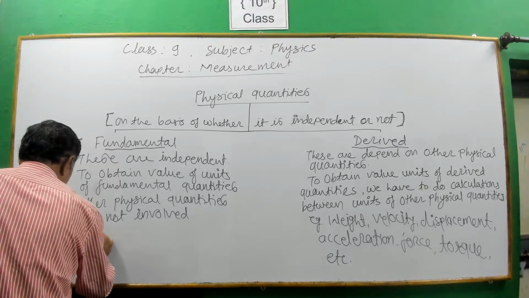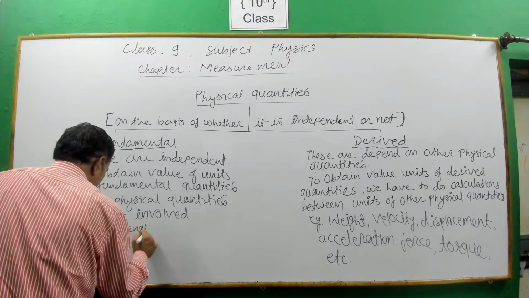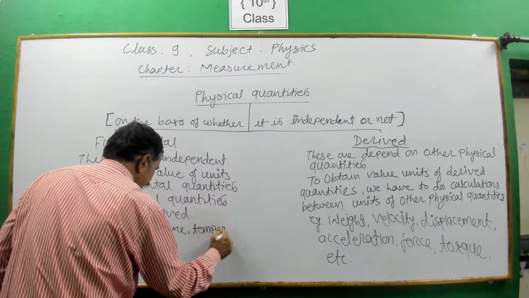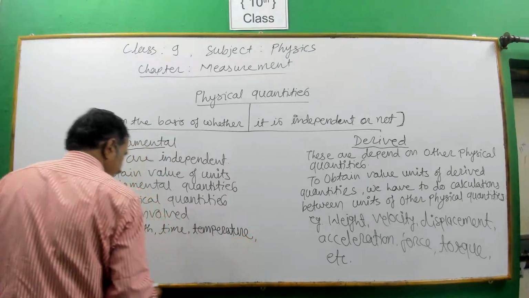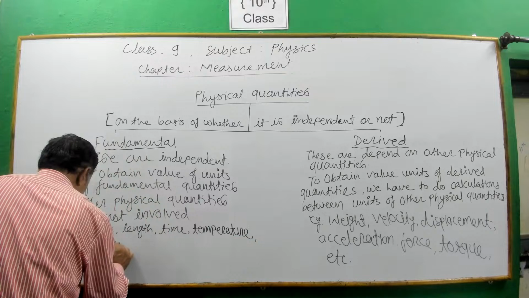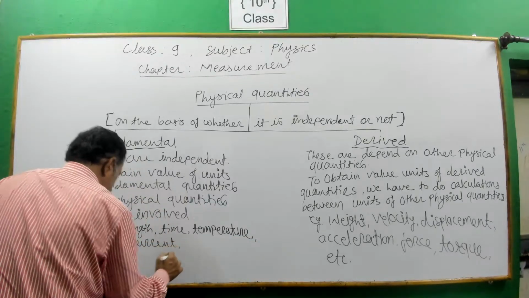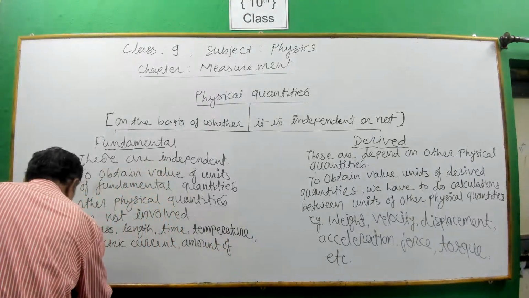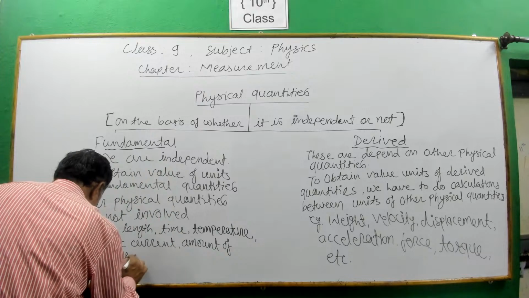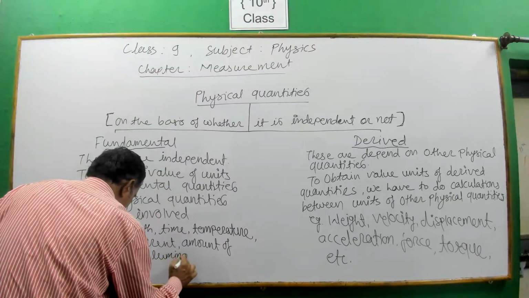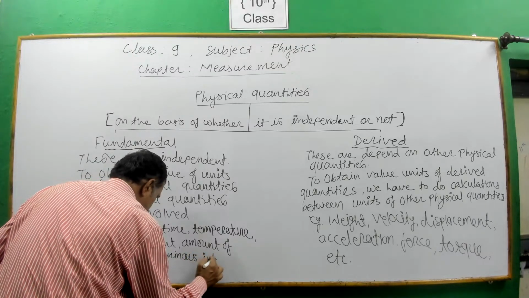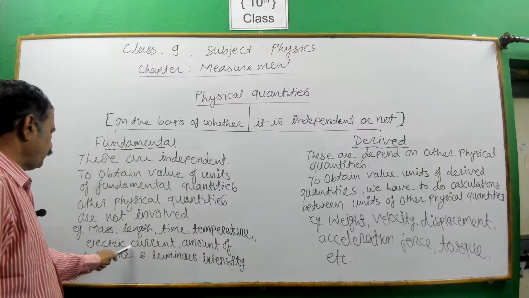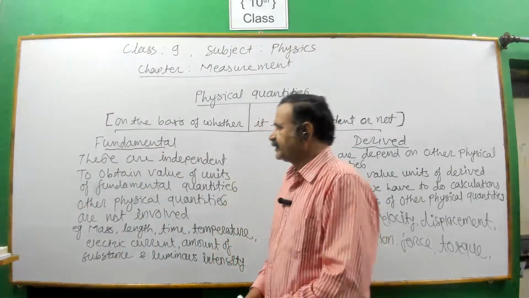Examples of fundamental quantities: mass, length, time, temperature, then electric current, amount of substance, and luminous intensity. 1, 2, 3, 4, 5, 6 and 7. These are the 7 fundamental quantities.